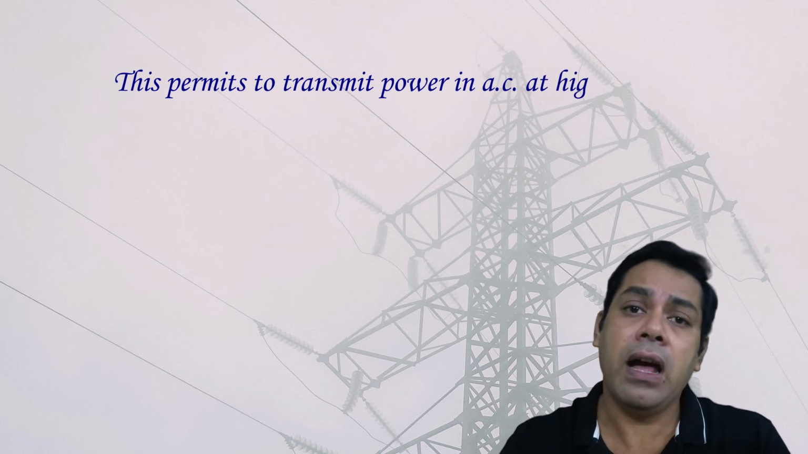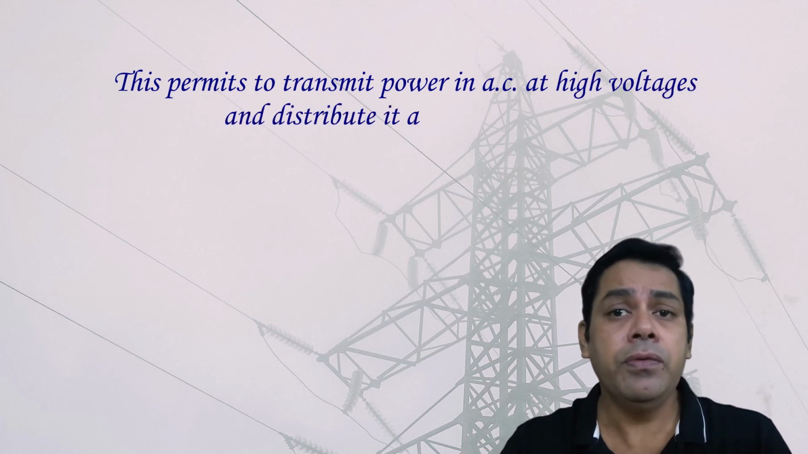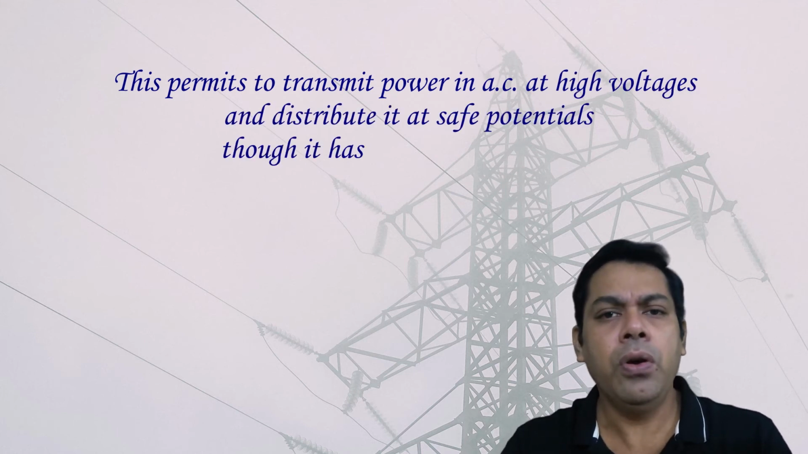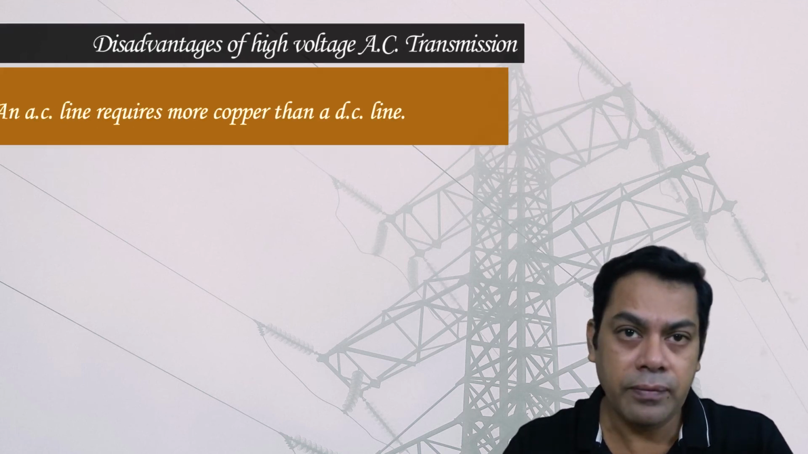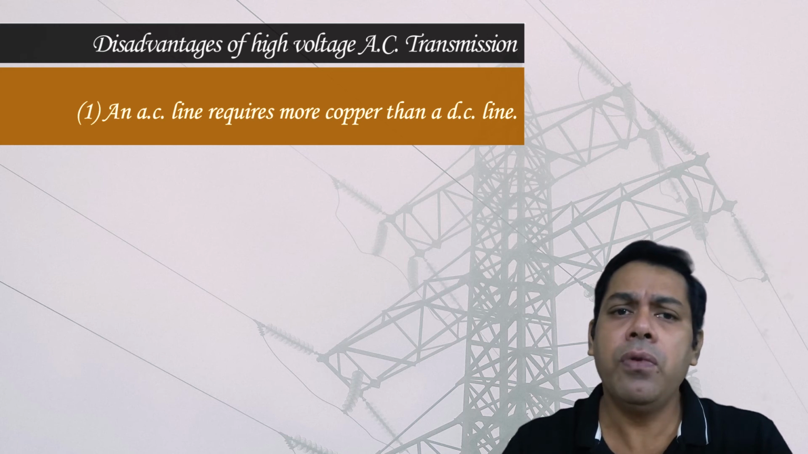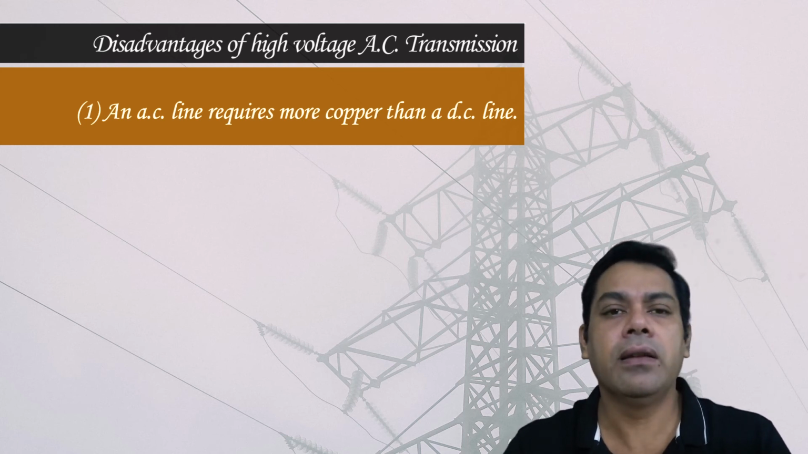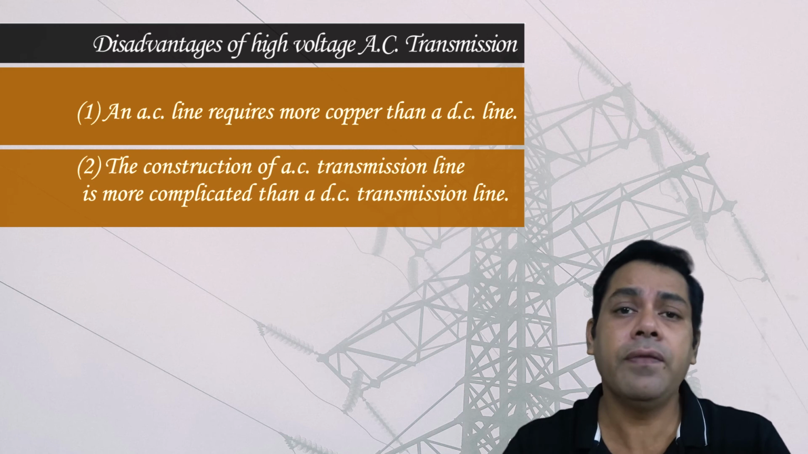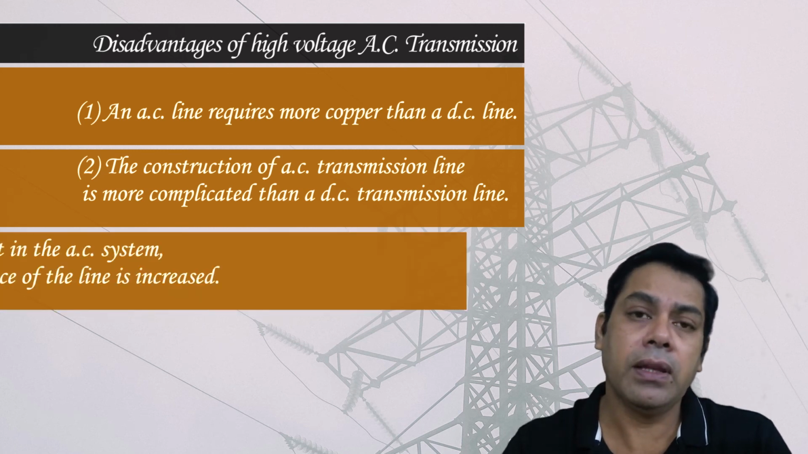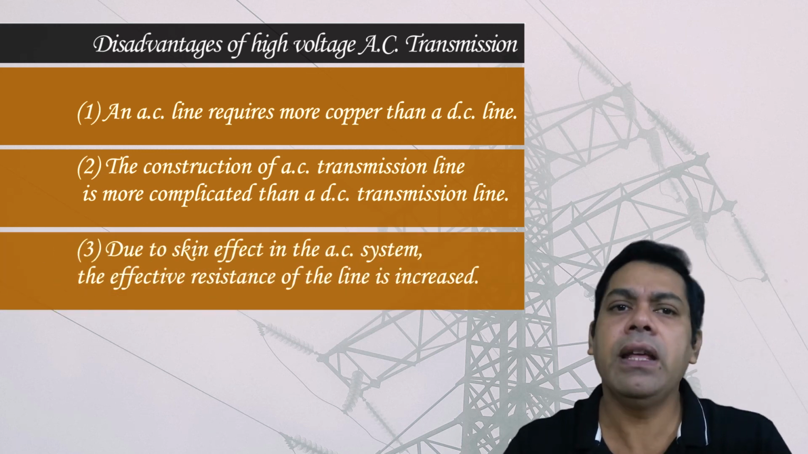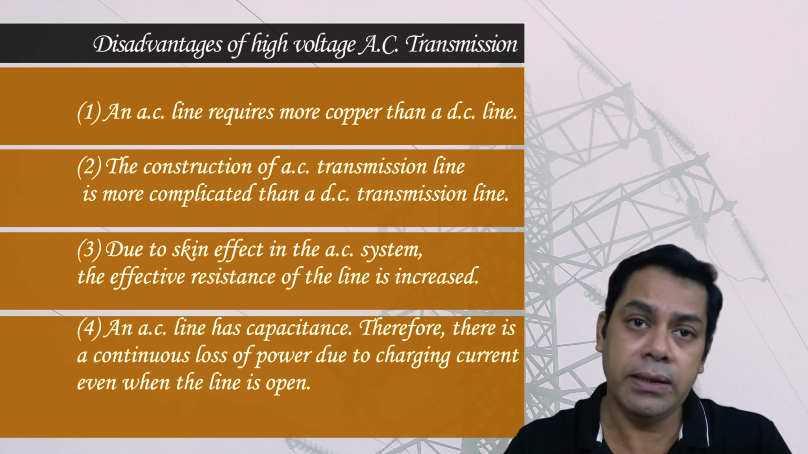These permit to transmit power in AC at high voltages and distribute it at safe potential, though it has some disadvantages. These are: number 1, an AC line requires more copper than a DC line. Number 2, the construction of AC transmission line is more complicated than a DC transmission line. Number 3, due to skin effect in AC system, the effective resistance of the line is increased.